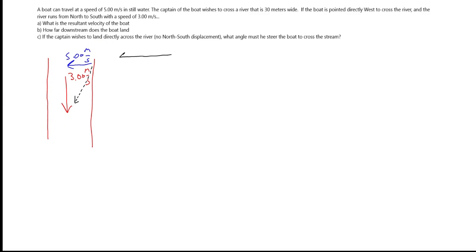So now I'm just going to draw this on the side so that we can see more clearly that all we've really created is a right triangle. And if I want to solve for the resultant velocity of the boat, what it's really asking is, what is the hypotenuse of this triangle? That's going to be the result. So I'm going to use the Pythagorean Theorem, a squared plus b squared equals c squared. Now I'm just going to plug and chug.